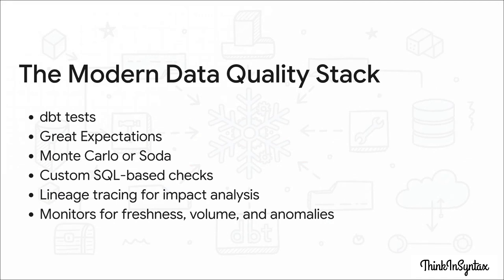There's a whole modern stack of tools out there designed to help us. We're talking about things like dbt tests, of course, but also tools like Great Expectations, Monte Carlo, or Soda. These let us define our expectations in code, monitor for things like data freshness and volume anomalies, and even trace the lineage of a problem to see what the blast radius will be.